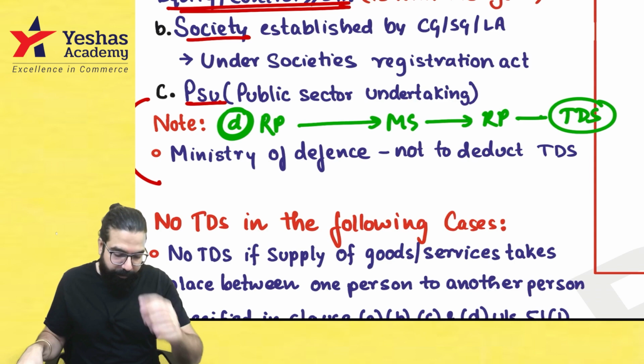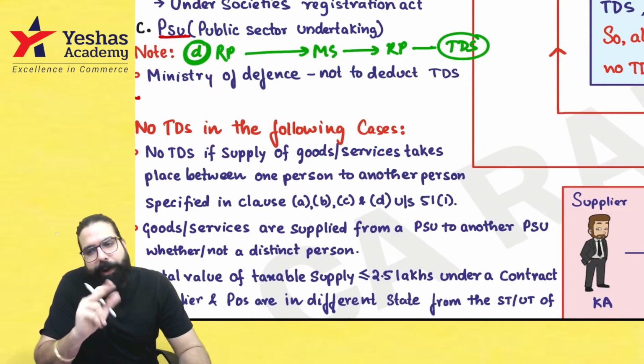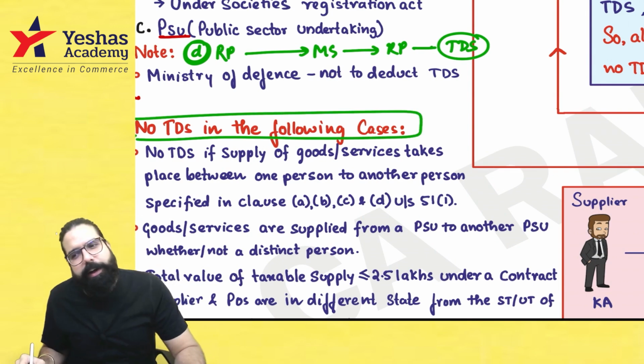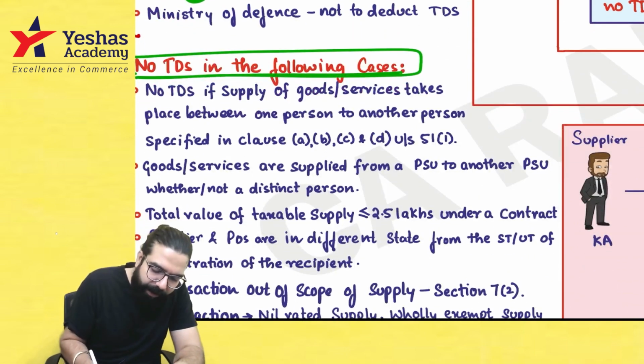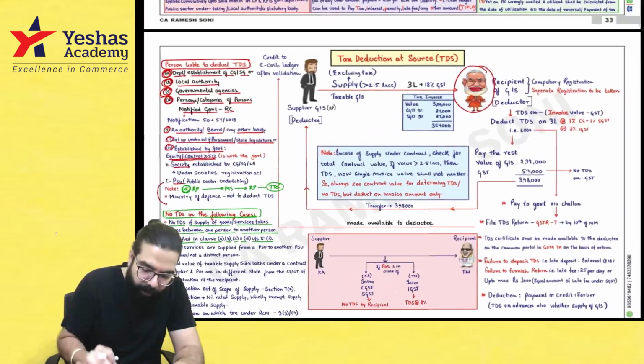Now listen to me very carefully. People, they had told one point saying no TDS in the following cases. Sir, what is no TDS in the following cases? They had gone ahead and told over here that in some scenarios there will be no TDS. No TDS if supply of goods and services takes place between one person and another person specified in clauses A, B, C, D of section 51(1).